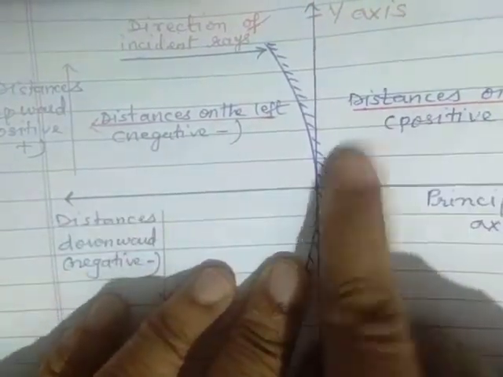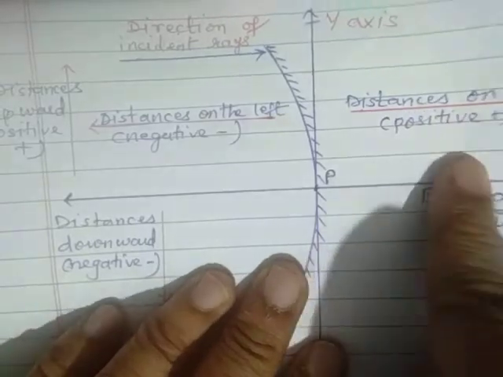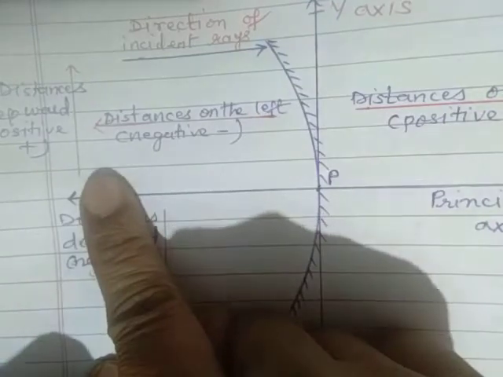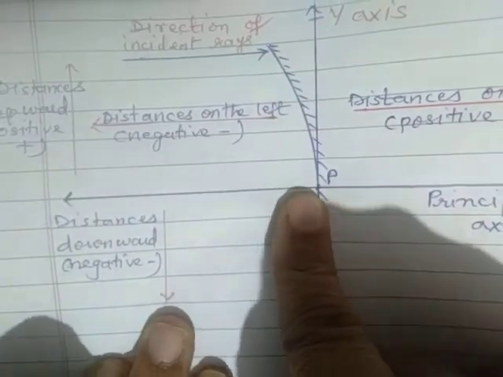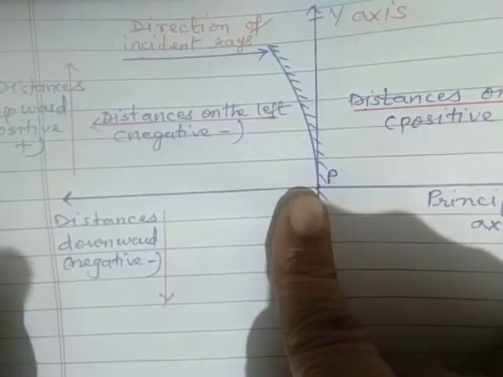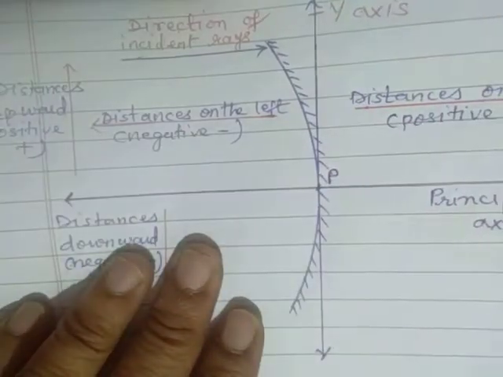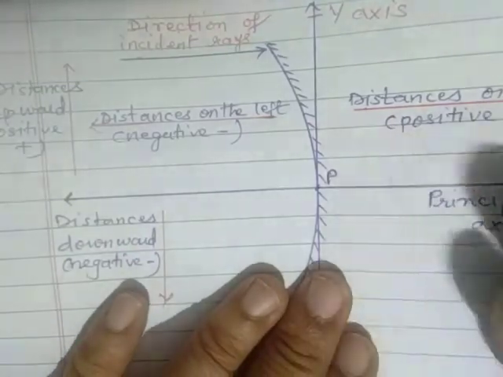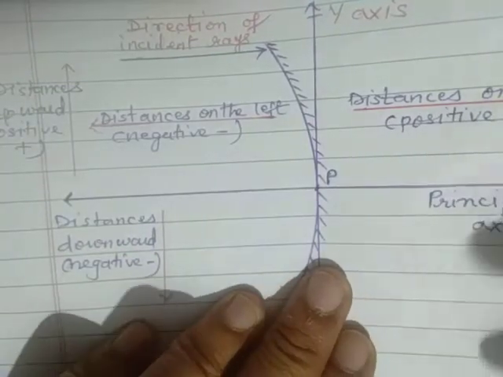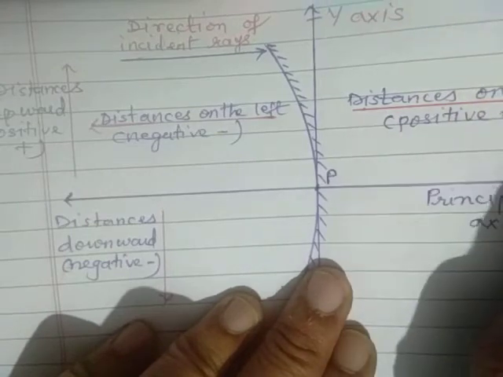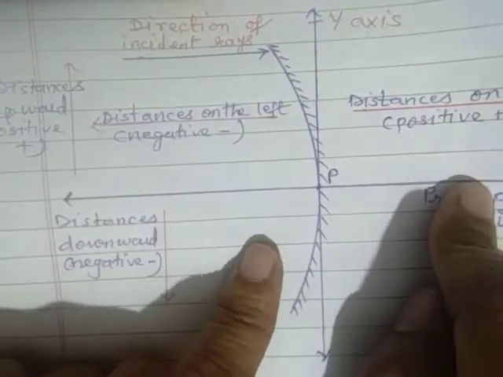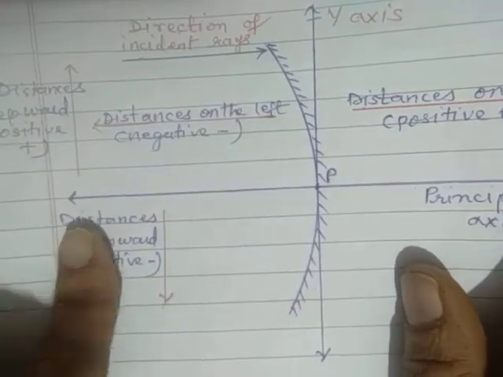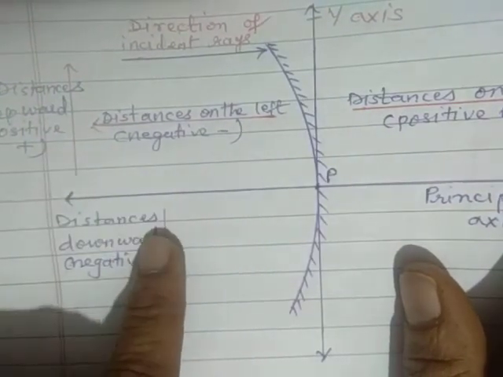So remember, distances on the right hand side are taken as positive, whereas on the left hand side they are taken as negative, because you know the x-axis on the left hand side is negative and the x-axis on the right hand side is positive. Therefore whatever distances are there, whether of the object or of the image, are taken as positive on the right. But remember, the object we cannot take on the right hand side, the object is always taken on the left hand side. Therefore the object distance will always be negative.